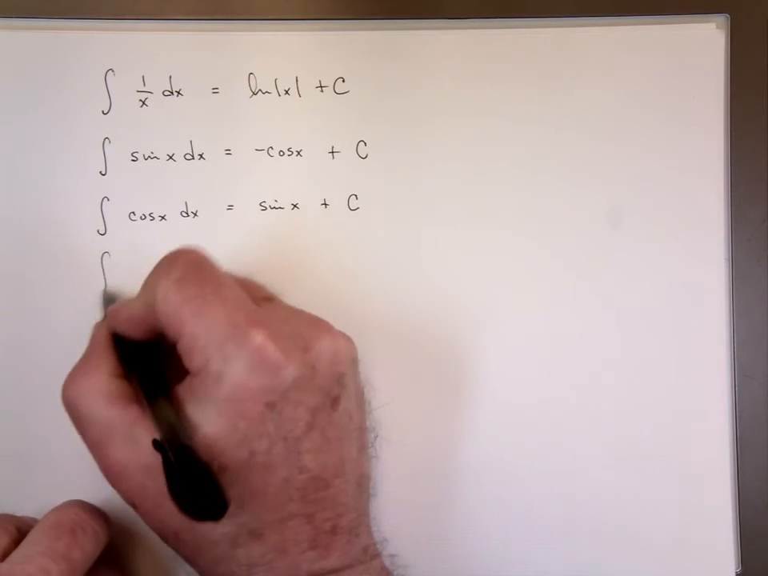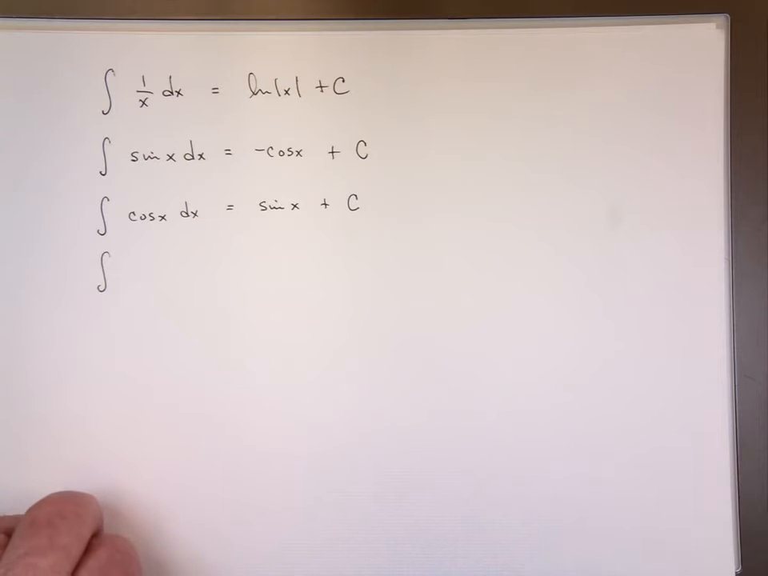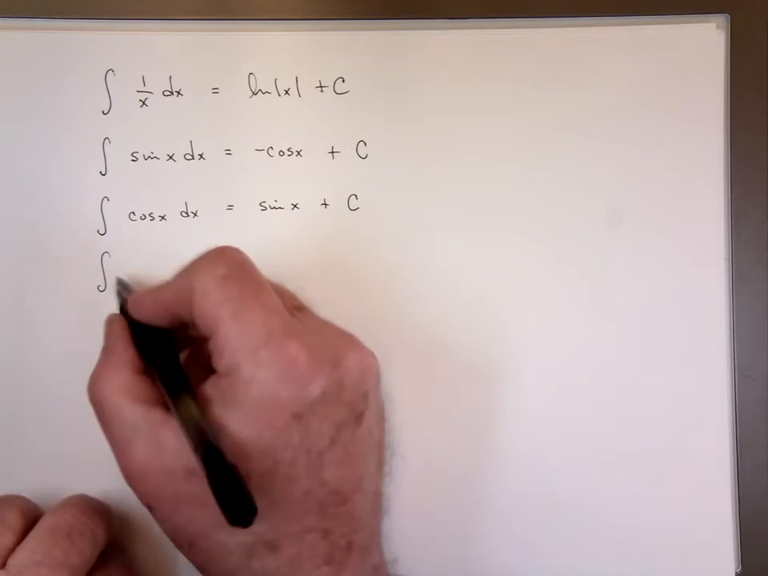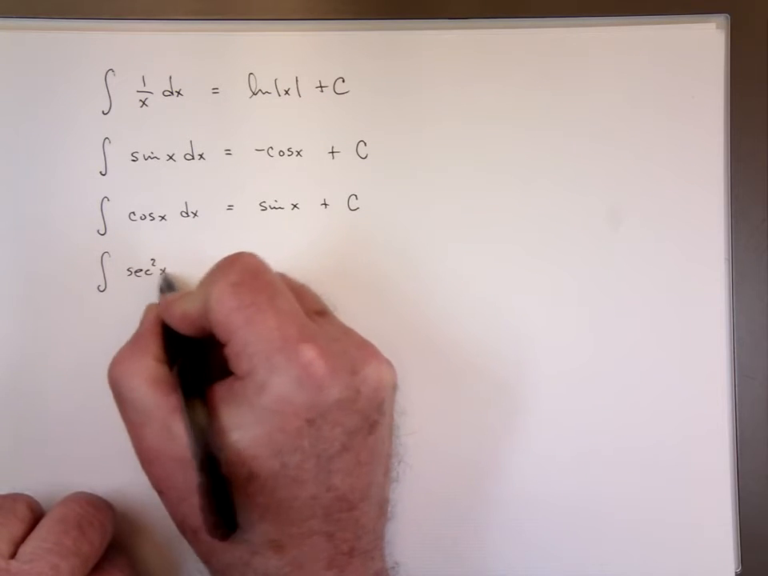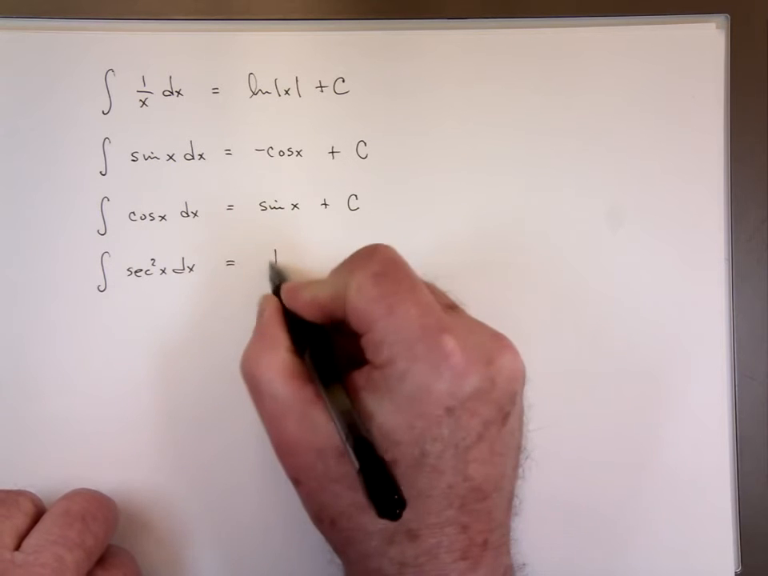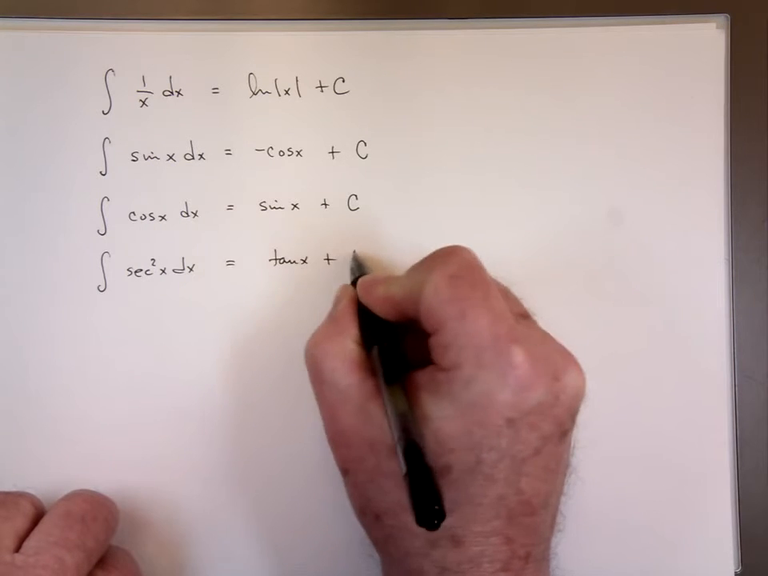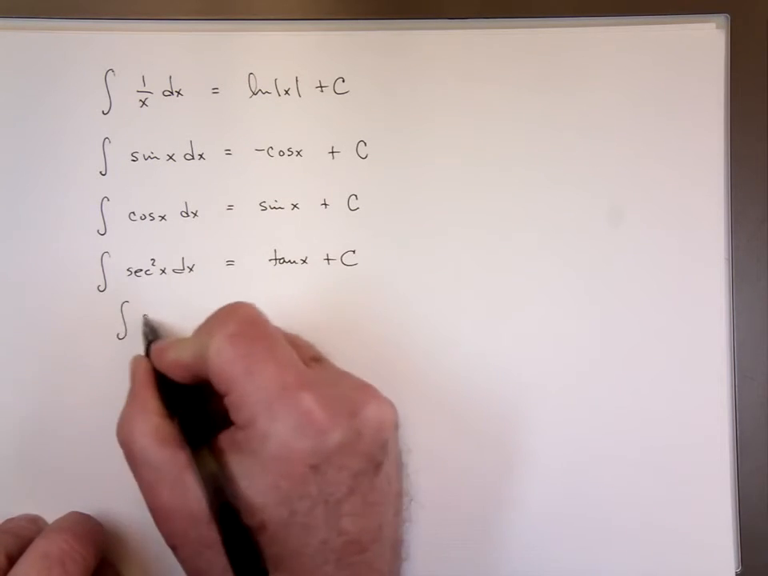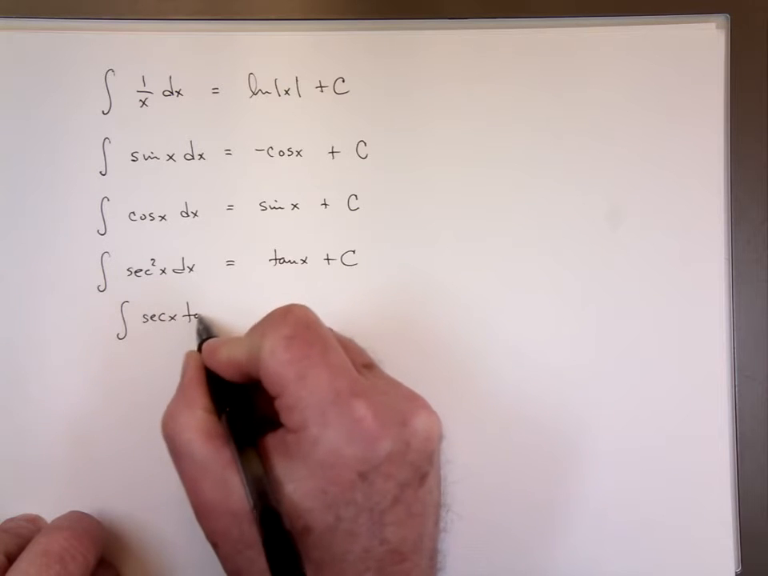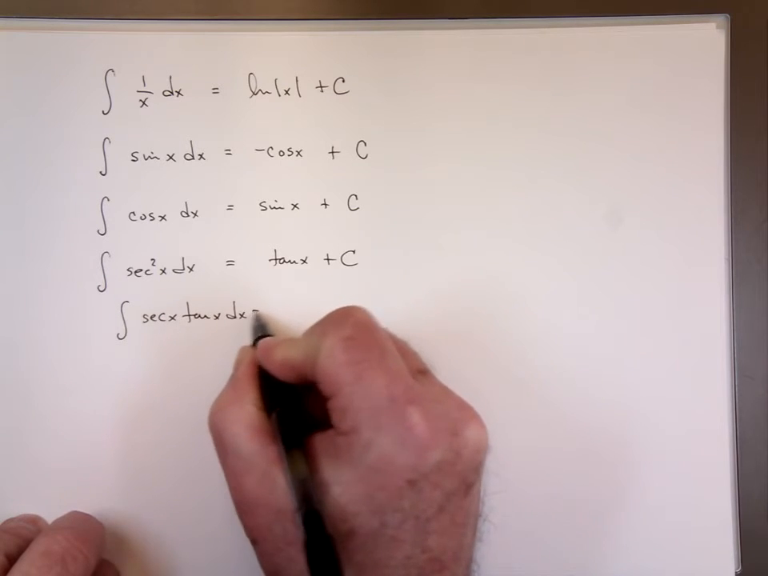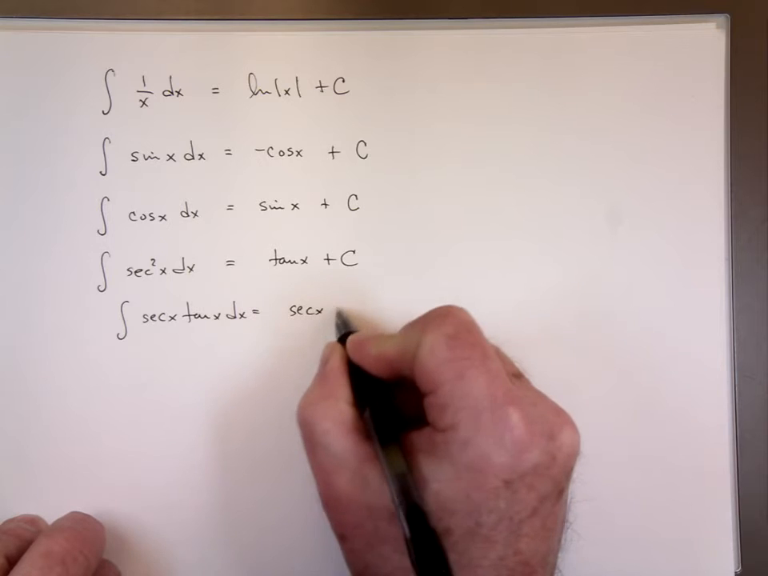Let's take the integral of secant squared. That's tangent. Let's take the integral of secant tan. Secant. Nice.